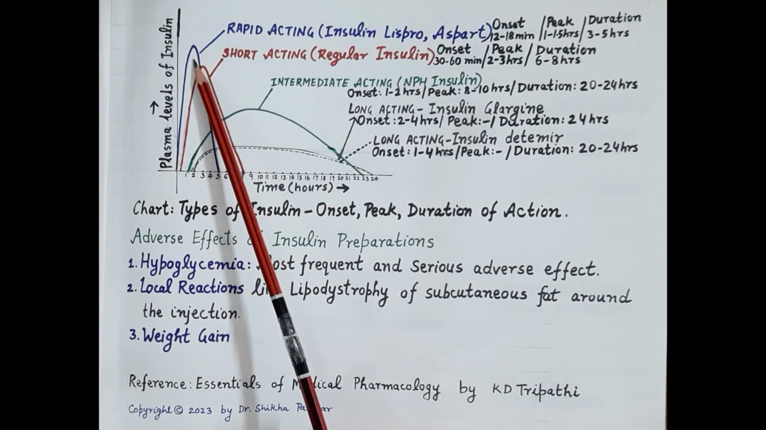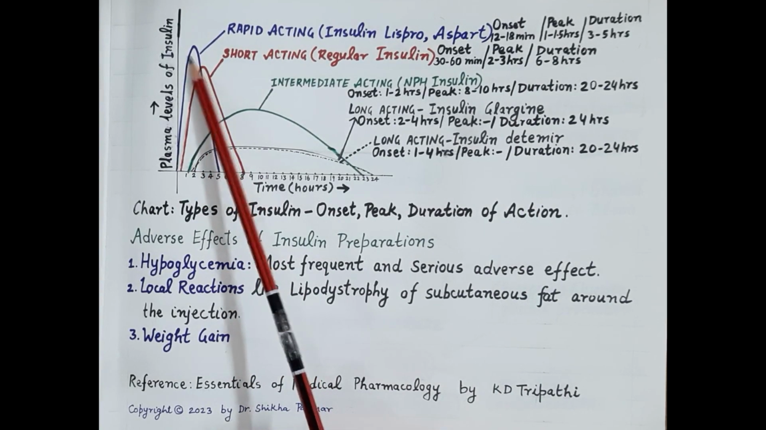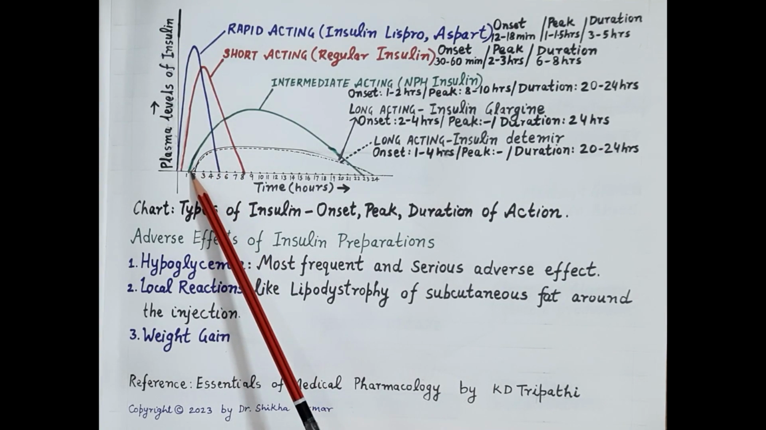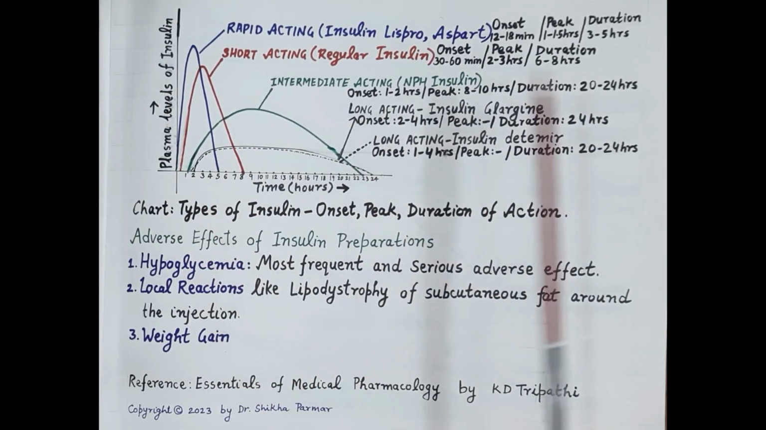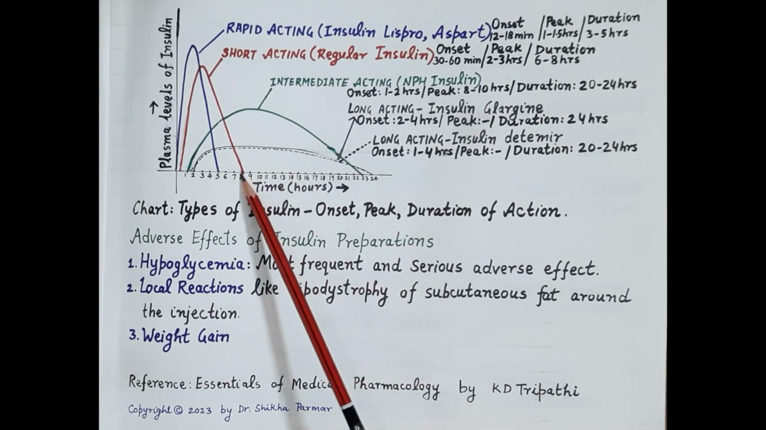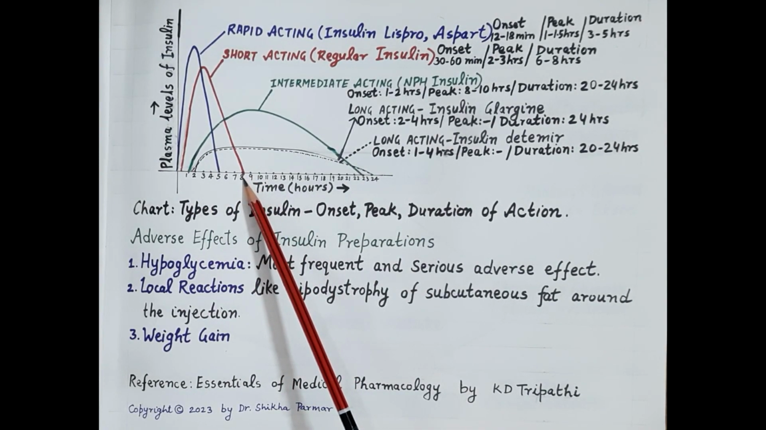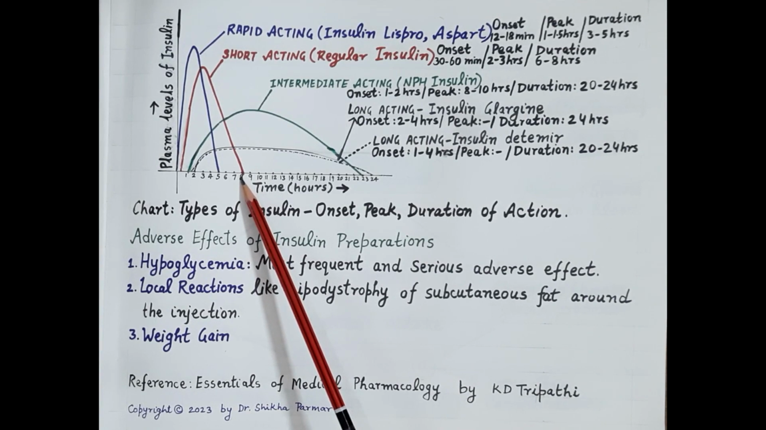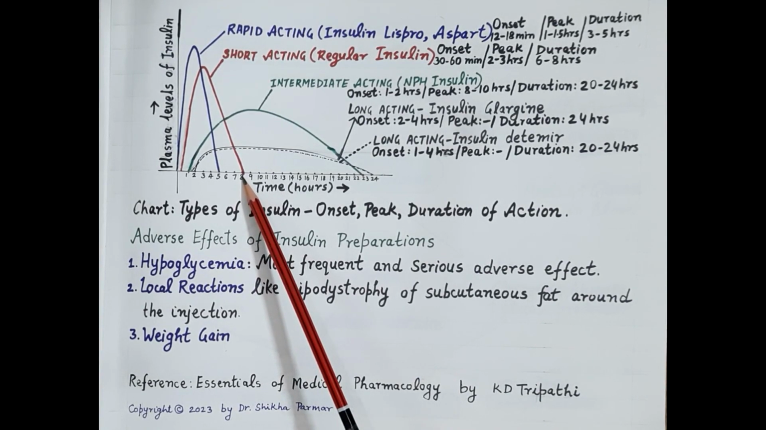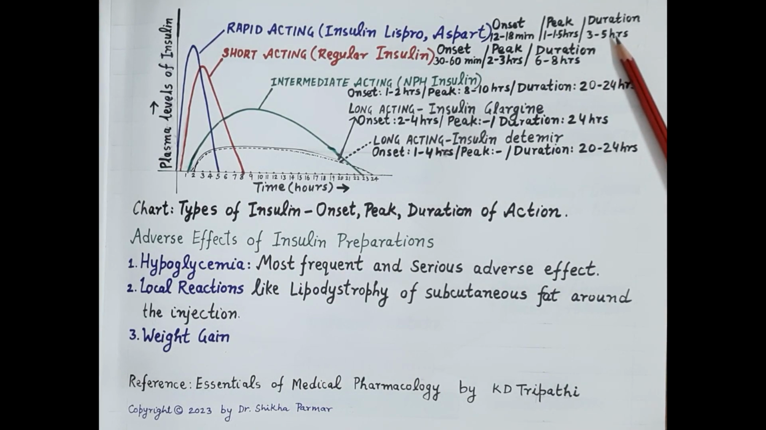The maximum level of insulin in the blood, that is the peak, is reached within 1 to 1.5 hours after the administration, and the duration of action is 3 to 5 hours, and thus these are usually administered 3 times daily, immediately before or after breakfast, lunch and dinner. These rapid acting insulin preparations control postprandial, that is after meals, increased levels of glucose in the blood.